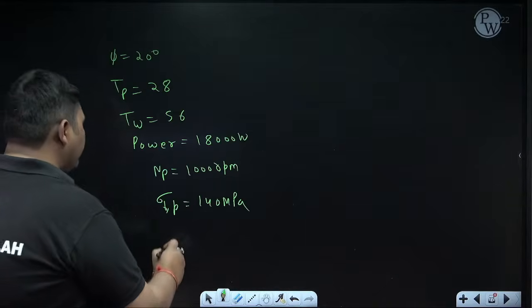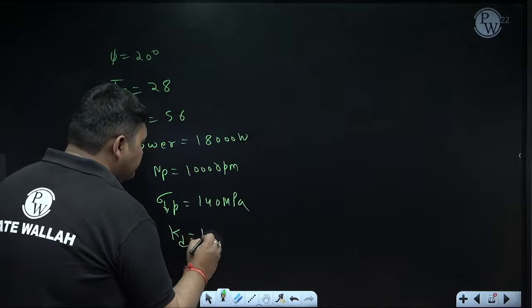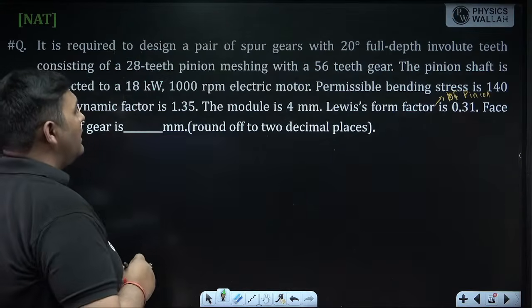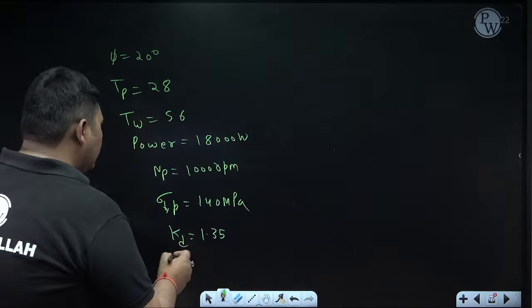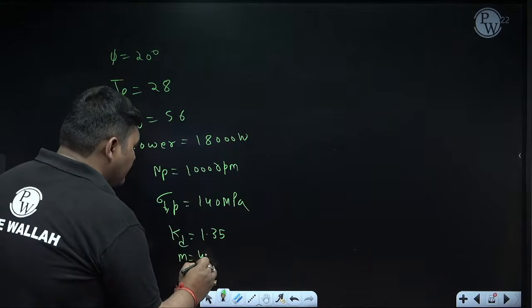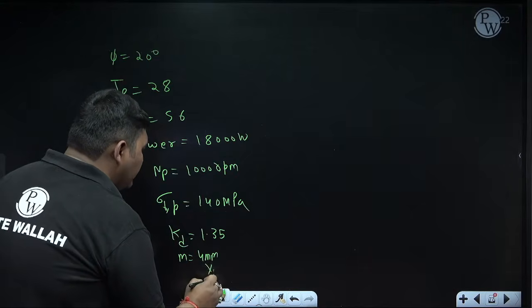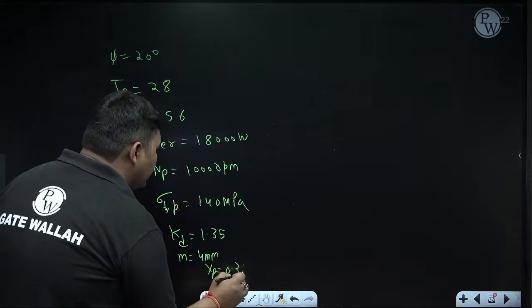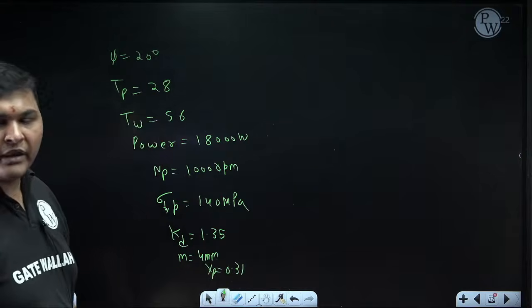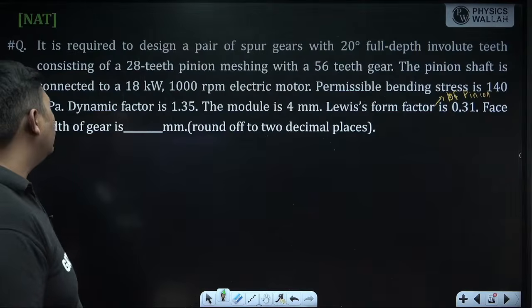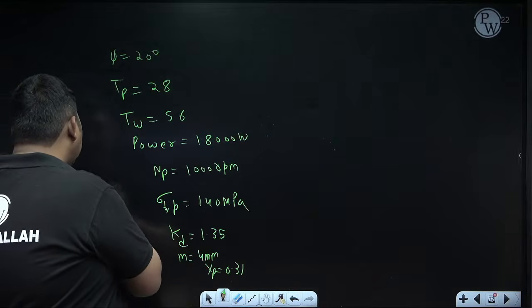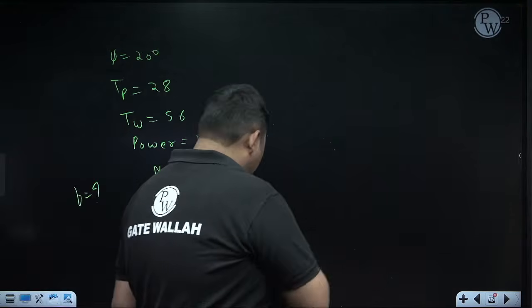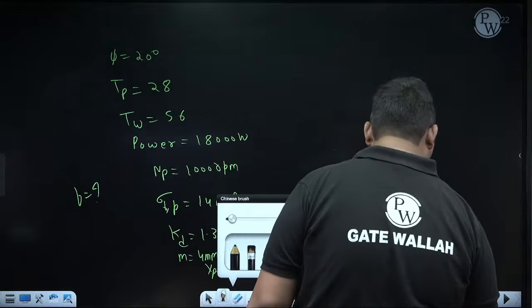Dynamic factor is 1.35, kd. And module is 4 mm. And Lewis form factor of pinion is given as 0.31. Even if pinion is not mentioned, it is the Lewis form factor of pinion. Why? I will explain, don't worry. Then the question is asking for face width. Since permissible stress is given, it means it is a question of design.